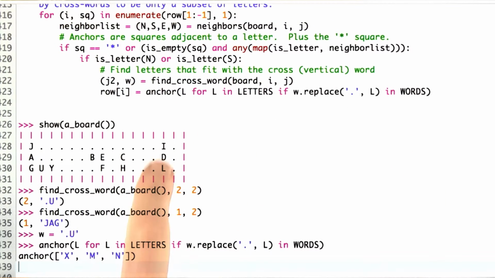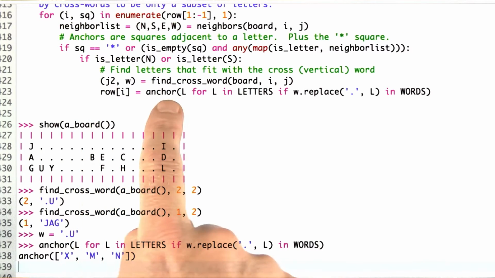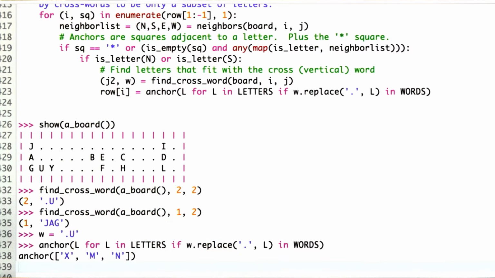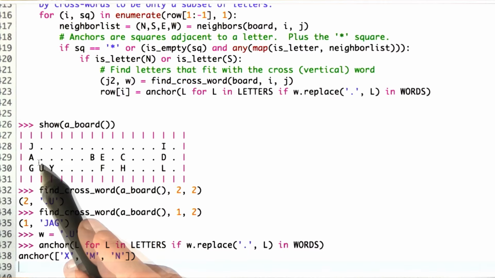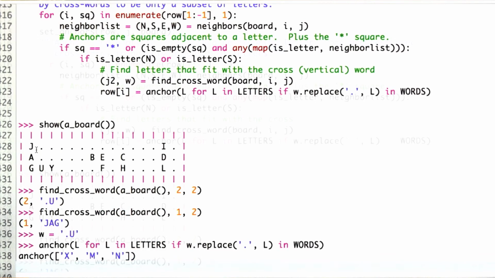And we can go back to our interpreter and test that out. We can say, if W is the .u, then what is this anchor of all the letters where W replaced by a letter is in words? That's the anchor with X, M, and N as possibilities. And now we're going to say, insert that anchor into row sub I. So insert into this spot to the right of the A, above the U, the anchor that says an X, an M, or an N can occur right in that location.